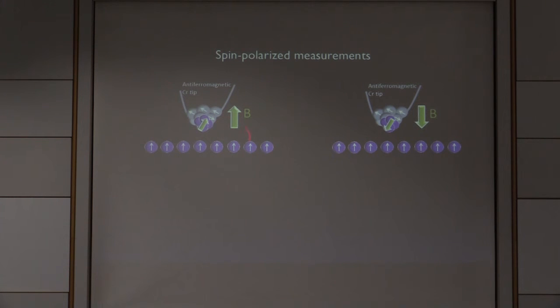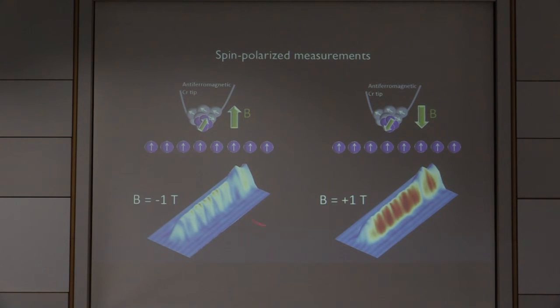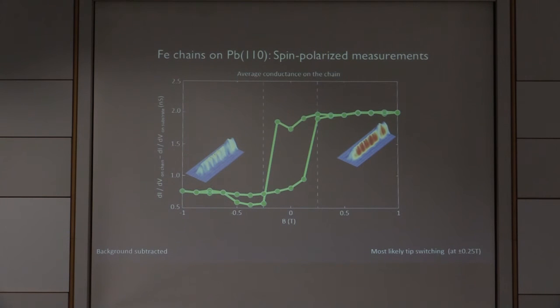And then basically you apply a field in a different direction and you poke your islands and your wires until you have contrast. What you end up observing is that the conductance on the chain is modulated, but it basically uniformly changes when you apply positive or negative magnetic field. And if you do this for many different fields, you can actually reproduce some hysteresis, which confirms that the chains are ferromagnetic.